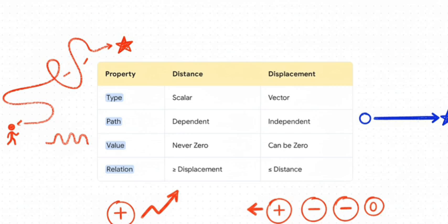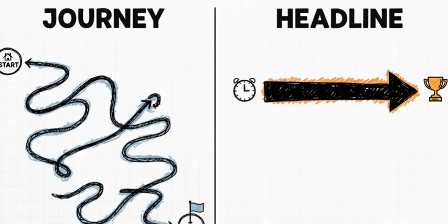And here's a super important point. Once you start moving, your distance is always a positive number. But displacement? Well, it can be positive, it can be negative, or it can even be zero. Here's the absolute best way to lock this into your brain. Think of distance as the full story of your journey, every single detail. Displacement is just the headline: ended up 5 miles northeast of home. It's that simple. One is the process, the other is just the end result.